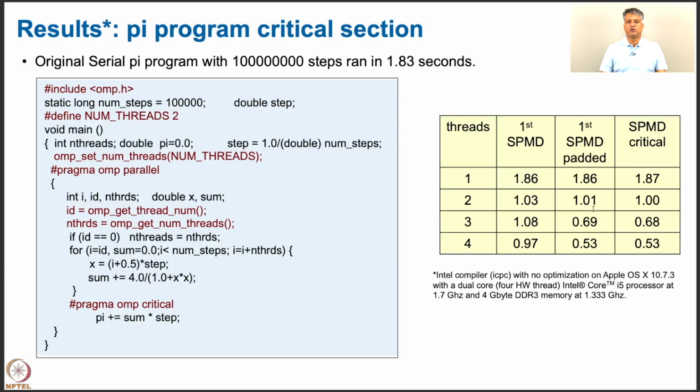Now, one would say, what's the big difference between padded and critical at this point of time? Well, because the timing seems to be roughly the same. What is useful over here is the fact that the critical program uses less memory compared to the padded program. And this is quite useful if the program sizes get quite large.